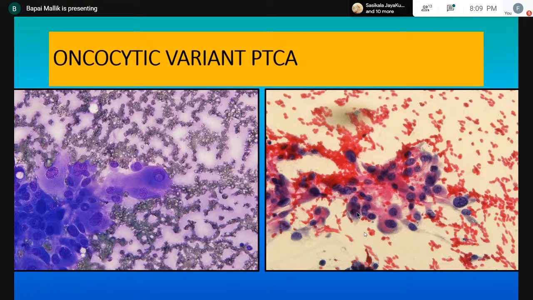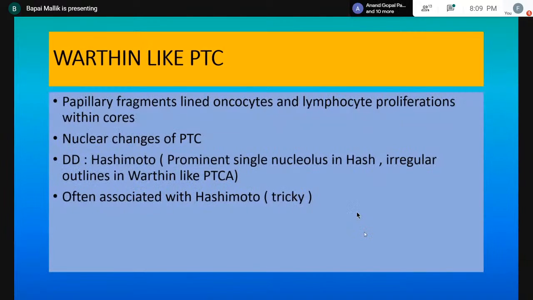Actually, there are a number of variants of this tumor. I would love to show you many more slides, but there are so many different entities that for the sake of time, I could just select some of the cases from our archives and show them to you. So this, I felt, is a pretty good representation of an oncocytic variant of papillary thyroid carcinoma.